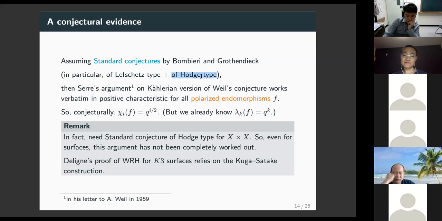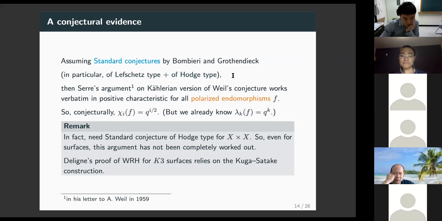If X is a surface, we know the standard conjecture of Hodge type. It's just the Hodge index theorem. You mean the Hodge index theorem in characteristic p is not known, right? But it's true for surfaces.